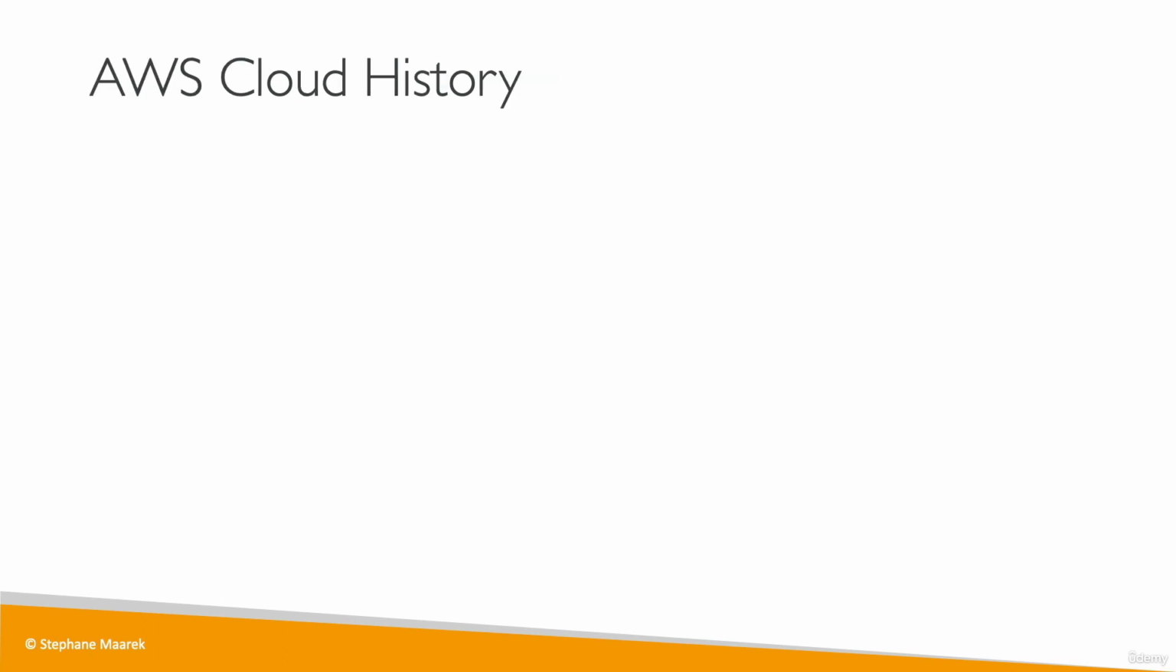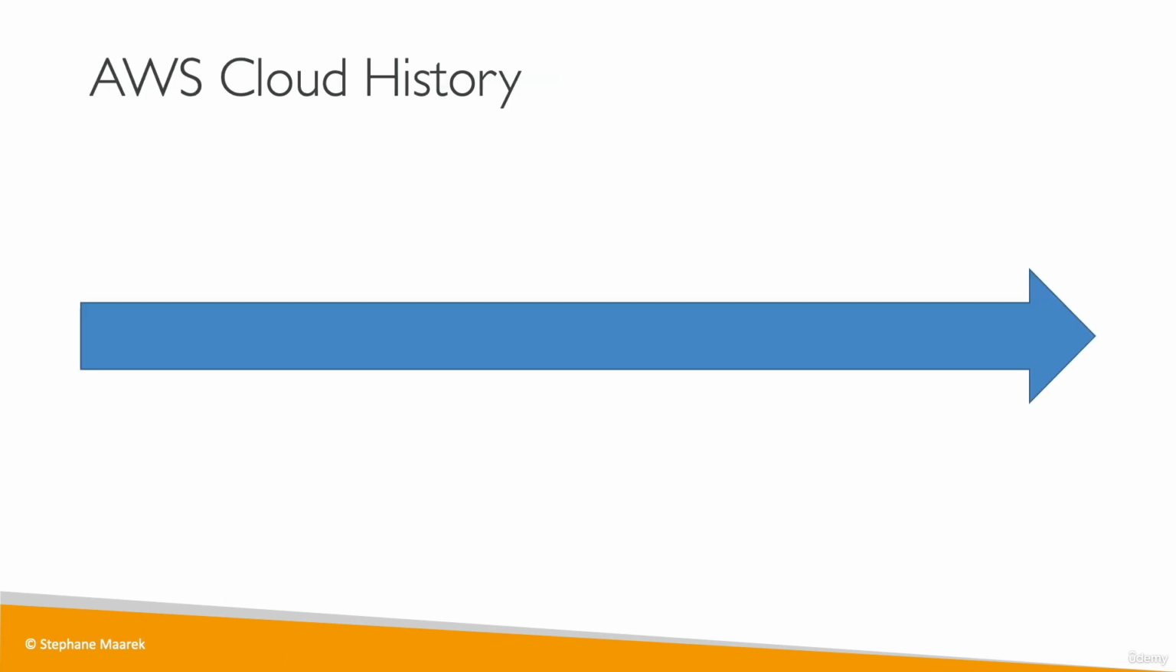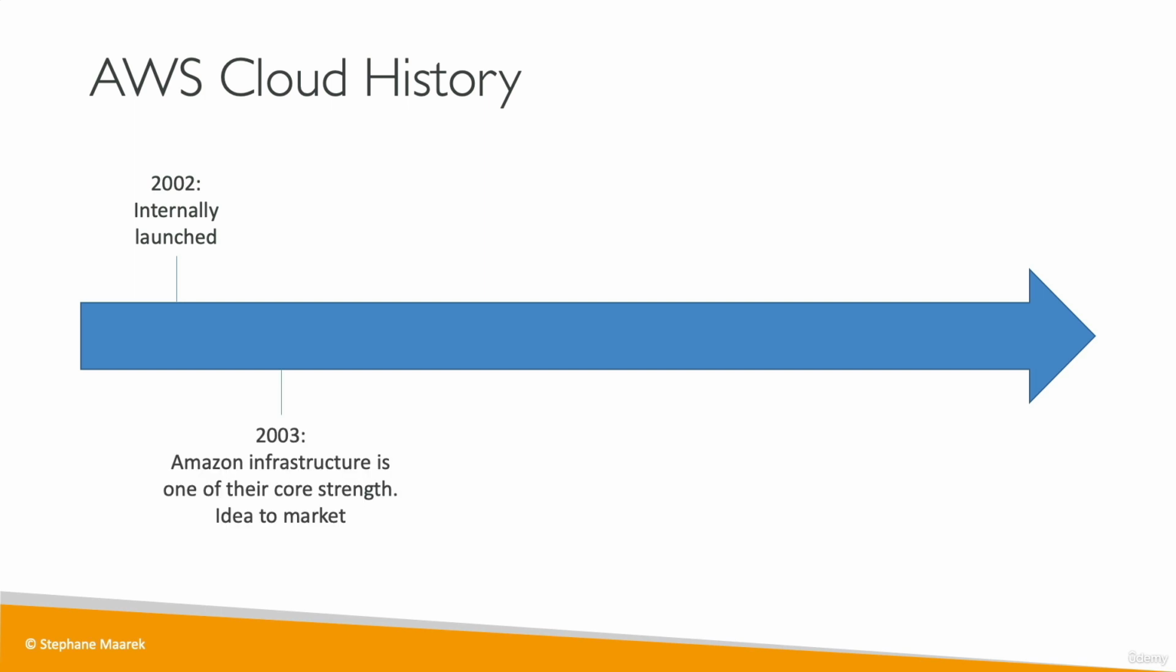Now let's look at the history of the AWS Cloud. So it was launched in 2002 internally at Amazon.com because they realized that their IT department could be externalized. So their Amazon infrastructure was one of their core strengths, and they said, you know what, maybe we can do IT for someone else, for other people.